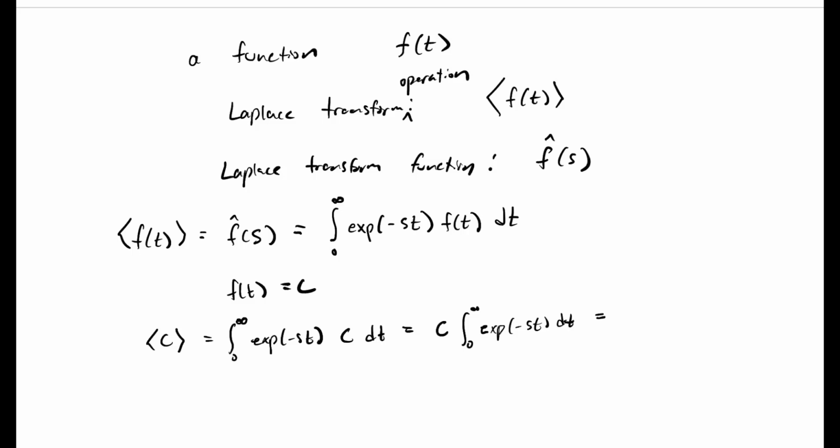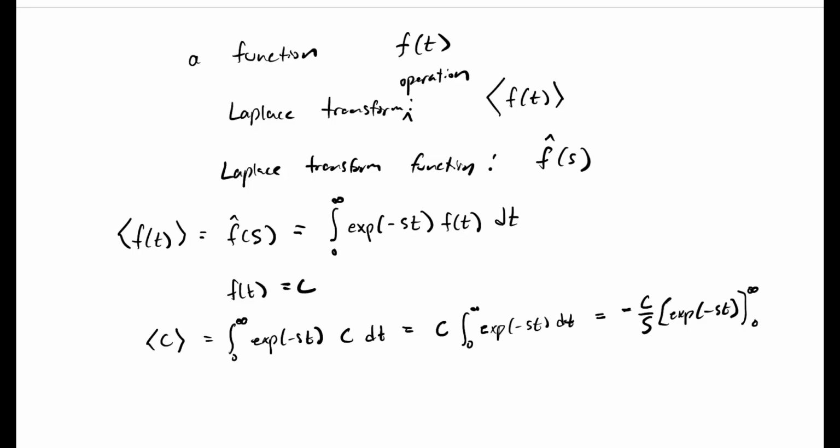Okay, the integral of this is minus c over s, right? We have to do the chain rule, we're taking out the minus s and dividing by that. So minus c over s times the exponential of minus st. And that's evaluated at 0 and evaluated at infinity.